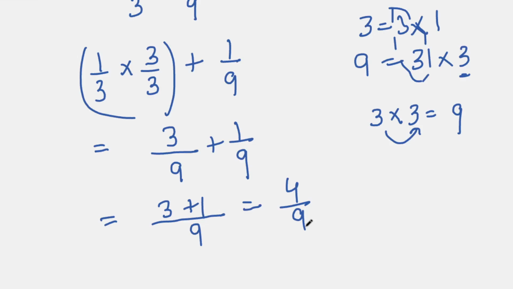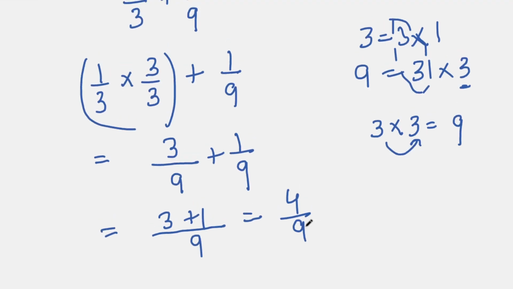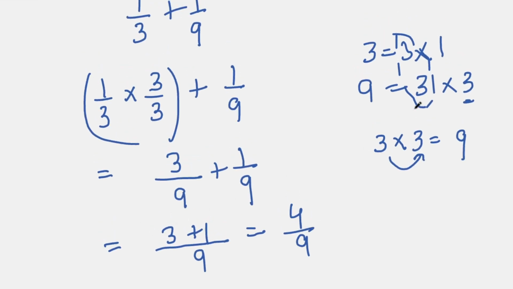Alright, so this is how we add unlike fractions where denominators have common factors. So these are different kinds of addition, but even when you are adding unlike fractions, you have to make them like fractions first and then the further process is the same. All right.